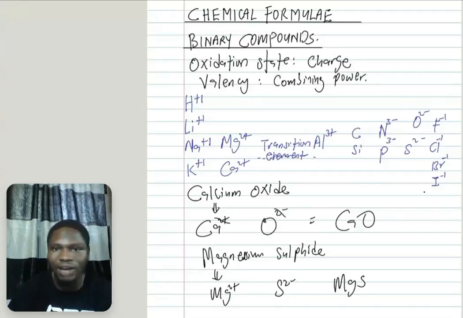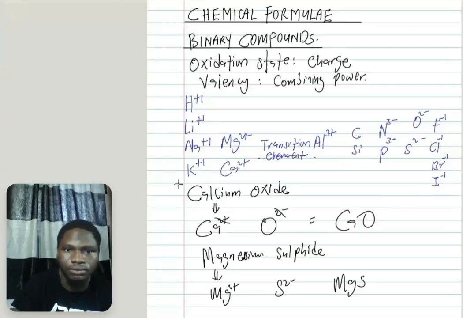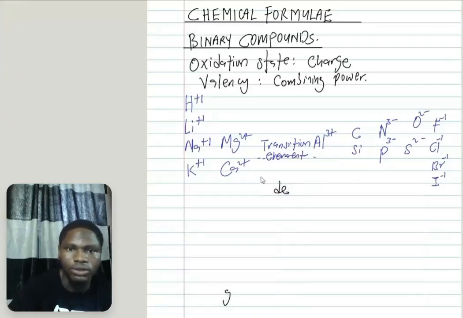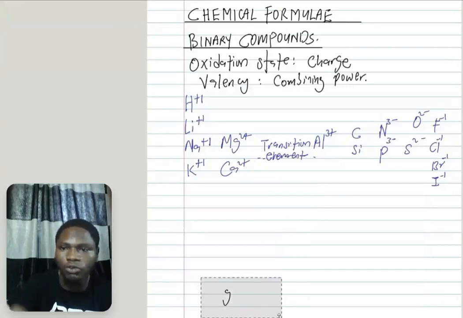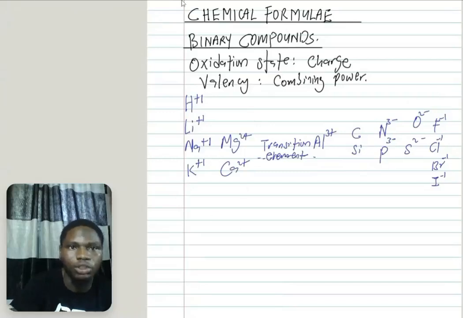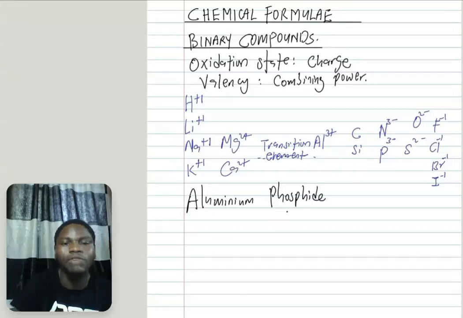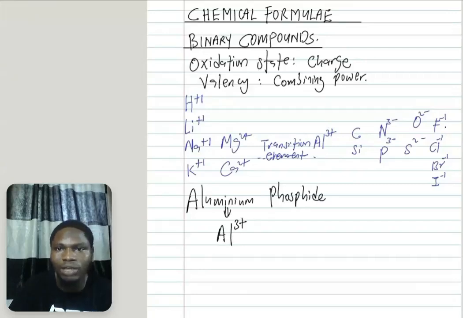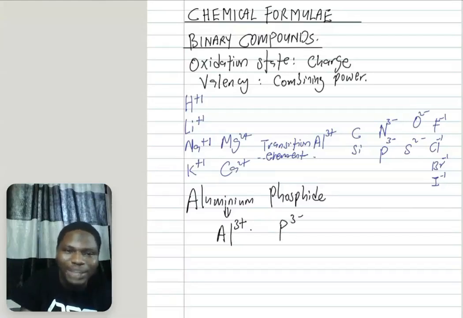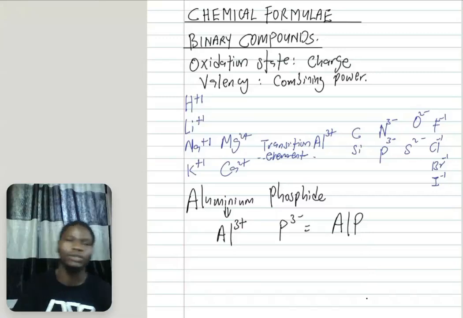Okay, what if I have this? If I have aluminium phosphide, how do you write the chemical formula for aluminium phosphide? Looking at aluminium, group 3, you have Al3+, and looking at phosphide, you have P3-. Look at it. Because these numbers are the same, you don't have to exchange anything. Just write AlP. That's all. So that's how to write the chemical formula for binary compounds.